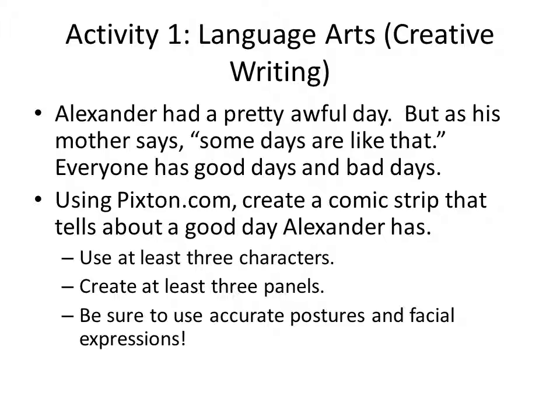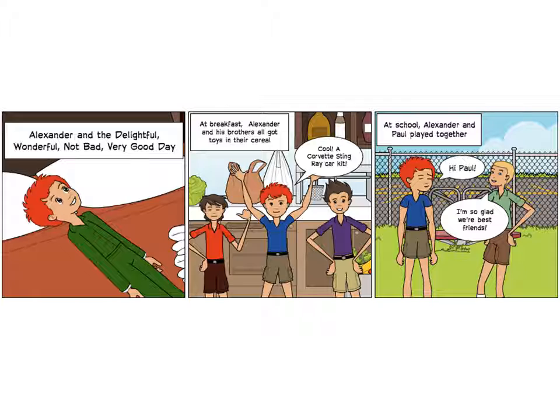So my first activity is a language arts activity. Students will think about Alexander's bad day, and then they will use Pixton.com to create a comic strip about a good day that Alexander has. They can either make up things that happen to him, or they can simply do the opposite of the bad things from the book and make them good things. I will require at least 3 characters and 3 panels, but I would also encourage them to do more if they wanted to. So here's my example.